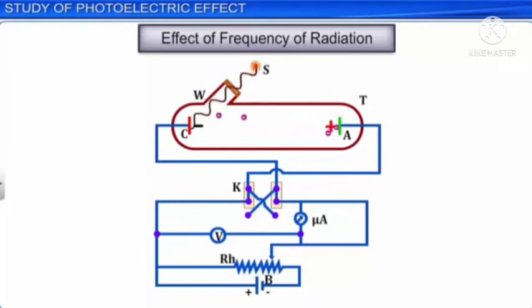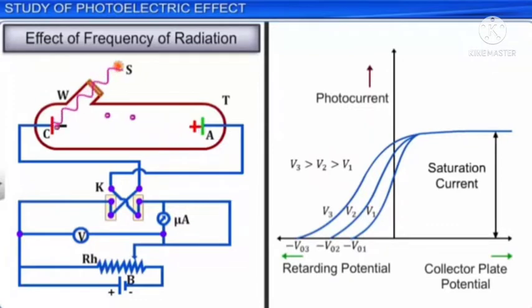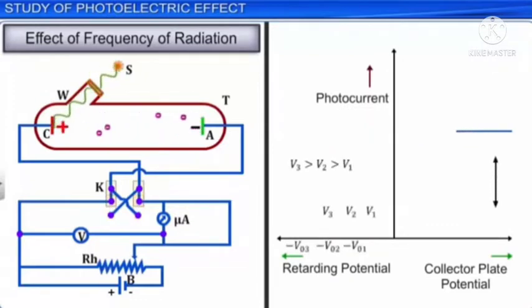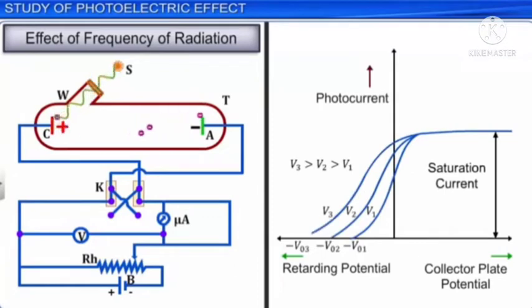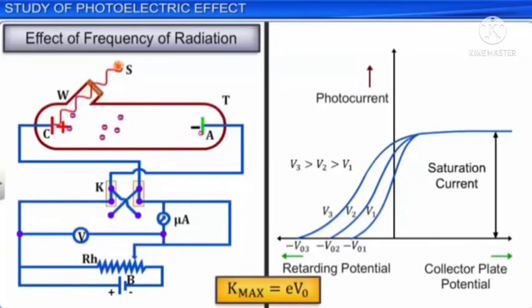Therefore, the saturation current is observed to be the same, though the stopping potentials V0 were observed to increase. As the frequency of radiation increases, V0 increases. This implies that the maximum kinetic energy of the ejected electrons also increases, according to the relation K max = eV0 for photoelectrons. But the maximum kinetic energy is independent of the intensity of radiation.